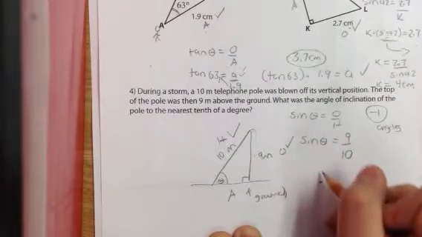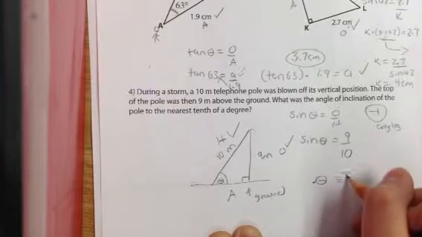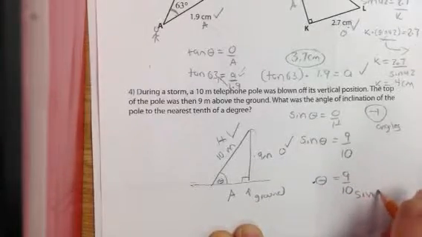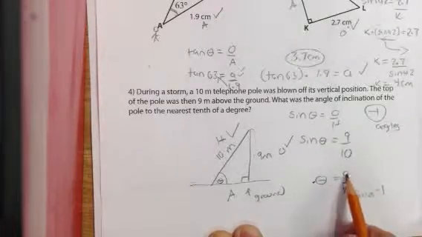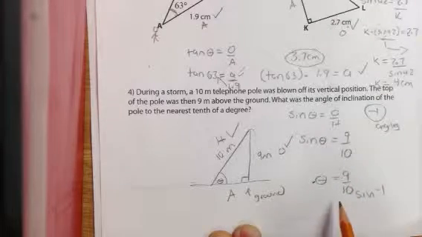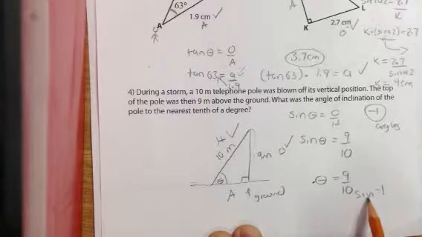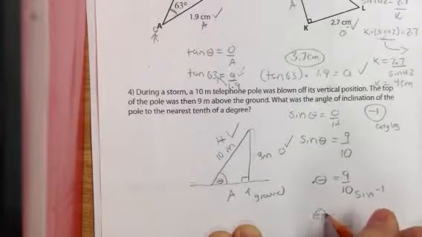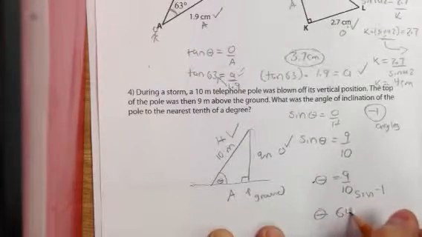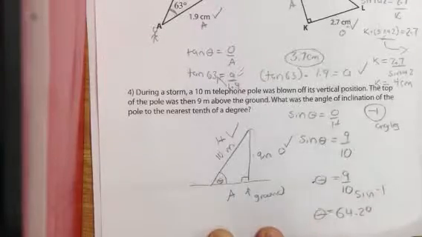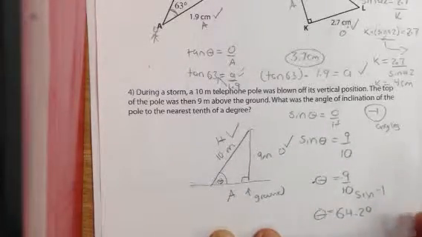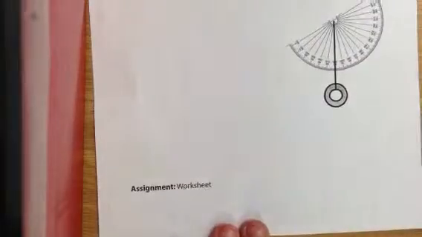So I'm going to move the sine over, so it becomes sine -1 of 9 over 10. In my calculator, I'm going to go 9 divided by 10, press equals, then press second function or shift, and press the sine. So you get sine -1, and it'll give you the angle of 64.2 degrees. Okay. On to the next example.